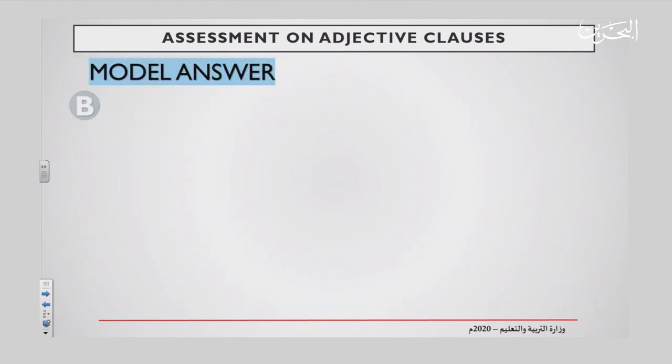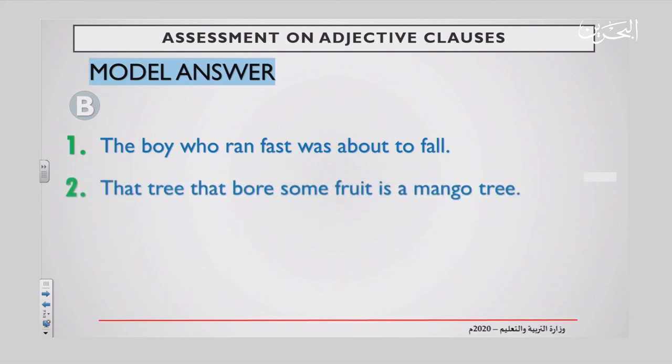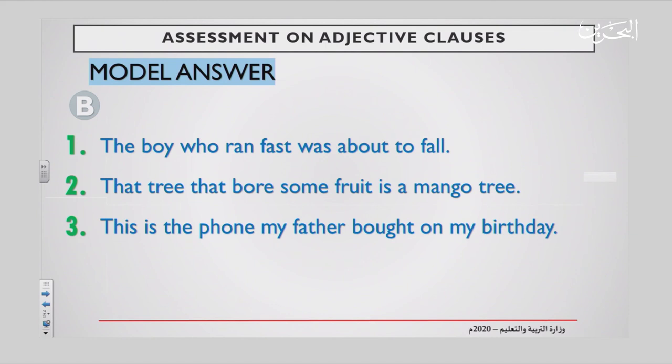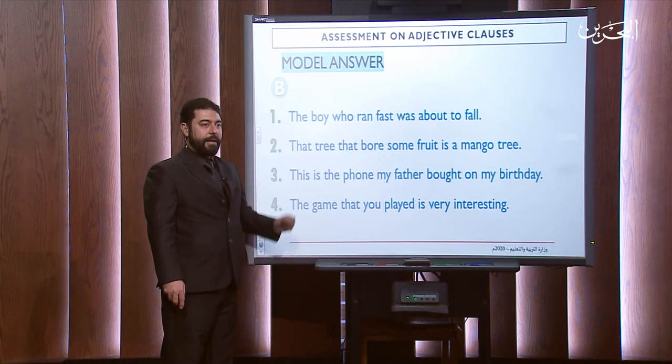Let's check the model answer. Number one, the boy who ran fast was about to fall. This sentence should be different to yours, but you should check this sentence and compare it to yours. Number two, that tree that bore some fruit is a mango tree. This is the phone my father bought on my birthday. The game that you played is very interesting. Compare the set of answers to your answers.